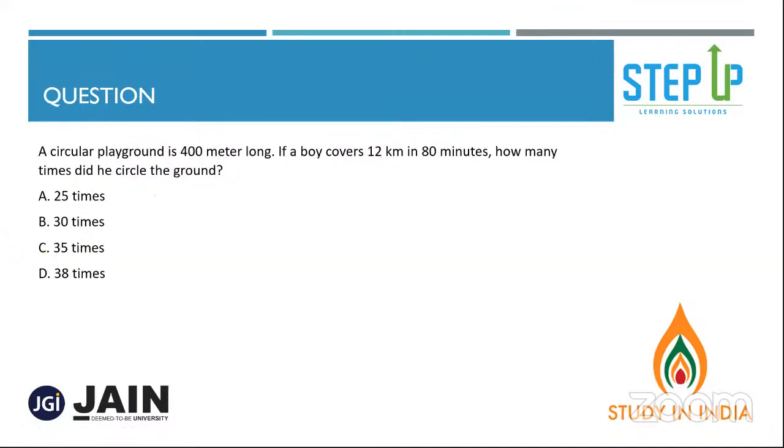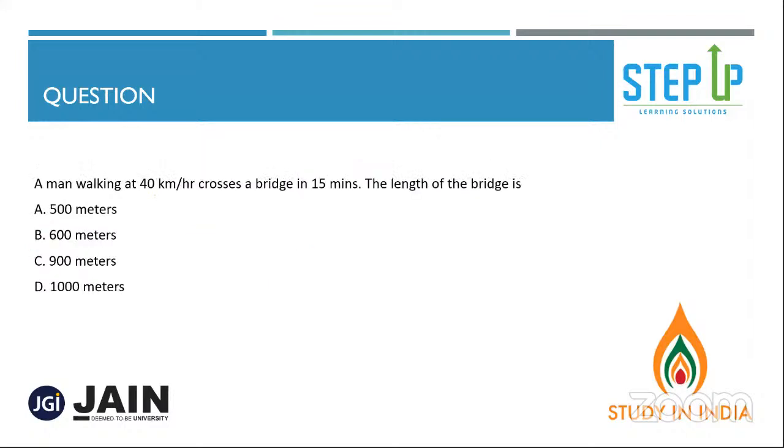Okay, how about this? So basically, if a boy covers 12 kilometers, 400 into what will get 12,000 meters? 1 kilometer is 1000 meters, so 12 kilometers is 12,000 meters. So into 30. Simple. Correct. 30 times. All of you understood, right? 30 times is the answer.